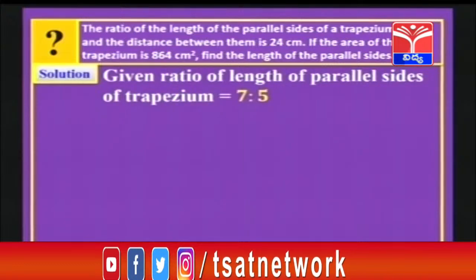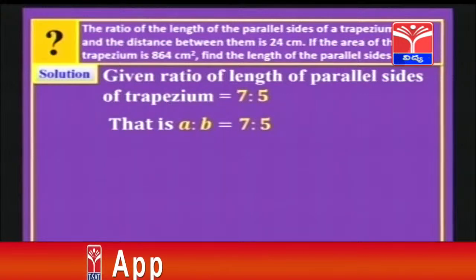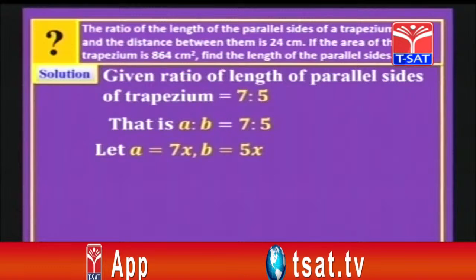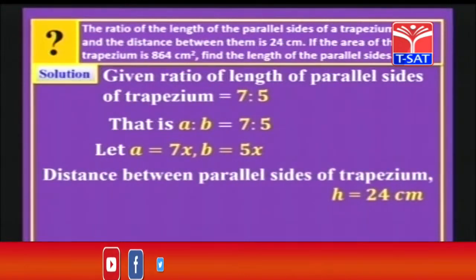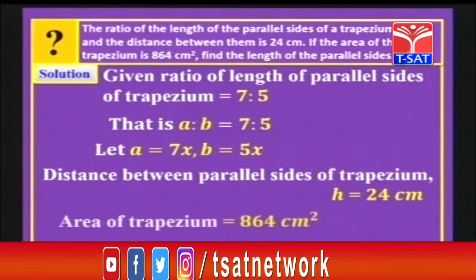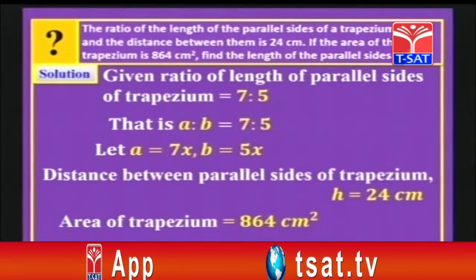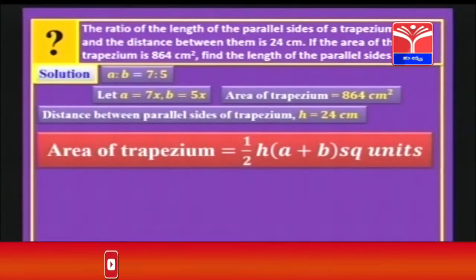So given, what is the ratio of parallel sides, children? 7:5. That is a is to b. I am assuming it as 7:5, so let us take a as 7x and b as 5x. And what is the distance between parallel sides, children? We denote it as h, which is given as 24 centimeters. And also it is given area of trapezium as 864 centimeters square. What is the formula to find area of a trapezium, children? Half h into a plus b square units.